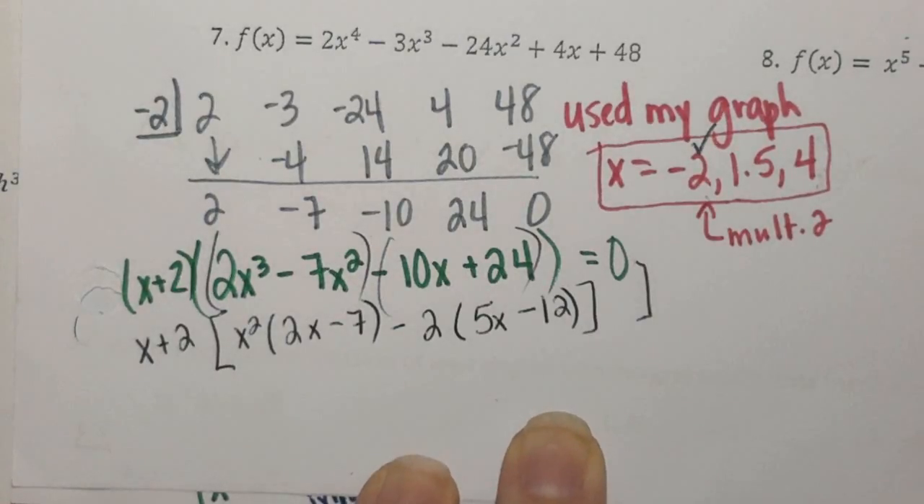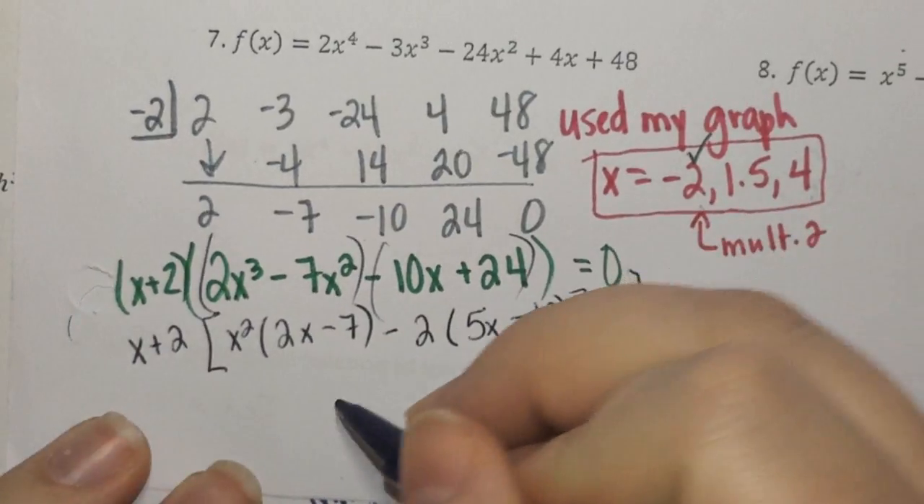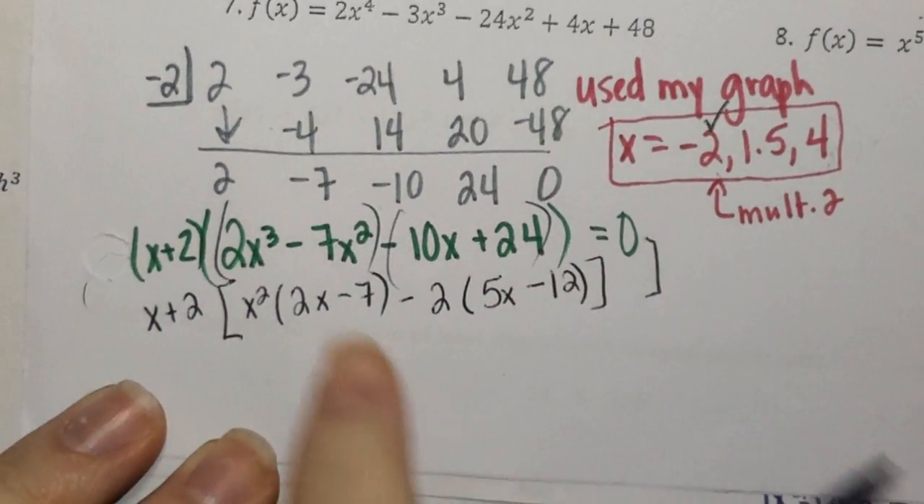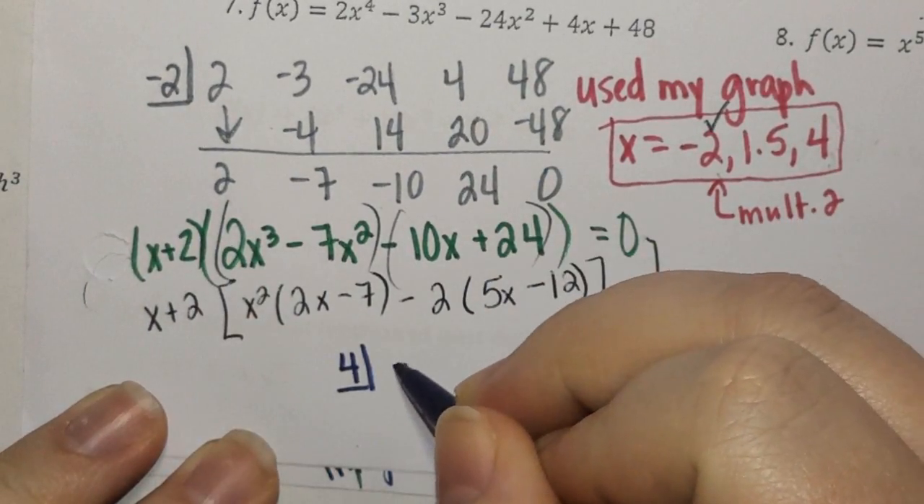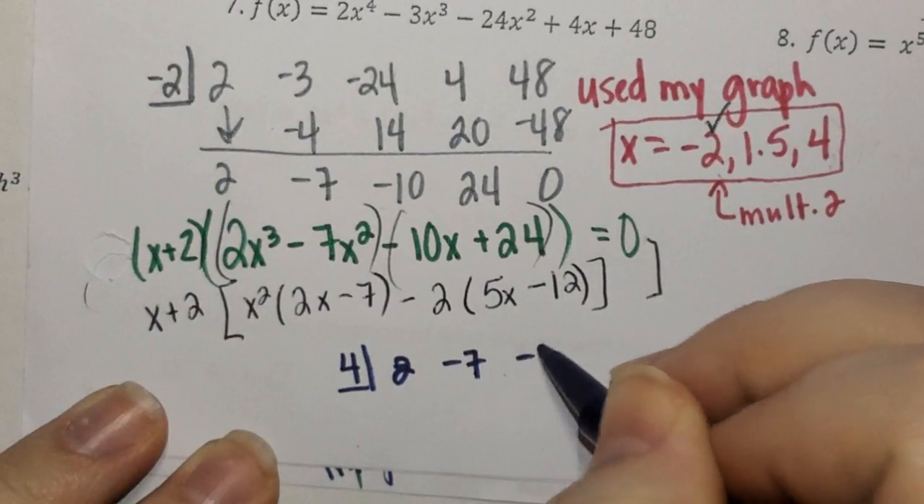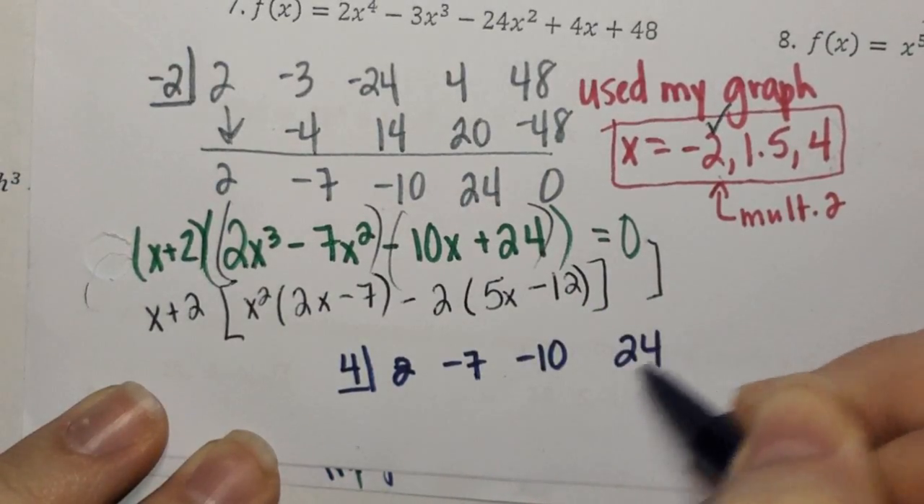So we are. We're going to use the 4. And then we're going to use our new answers. So 2, negative 7, negative 10, 24.